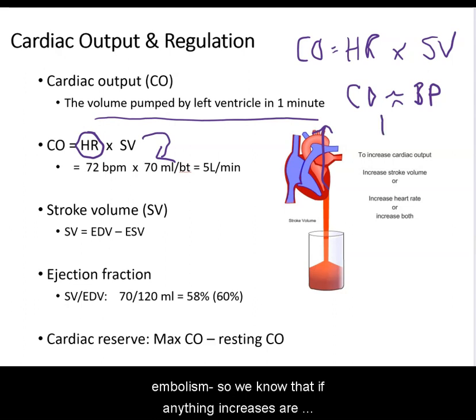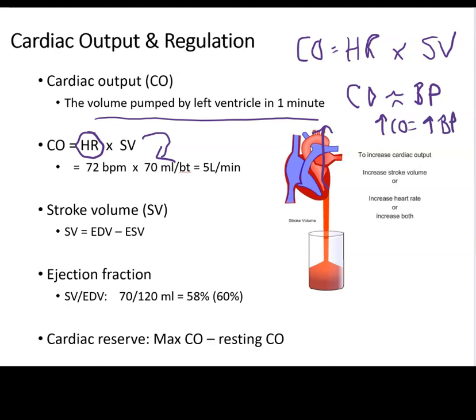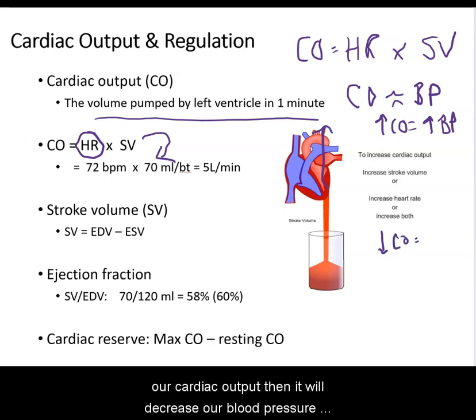So we know that if anything increases our cardiac output, it's going to increase our blood pressure. And we know, I'll come down here, if anything decreases our cardiac output, then it will decrease our blood pressure. We're going to come back to all of this next week when we look at blood pressure because it's so critical. So when we look at heart rate and stroke volume, that gives me cardiac output.